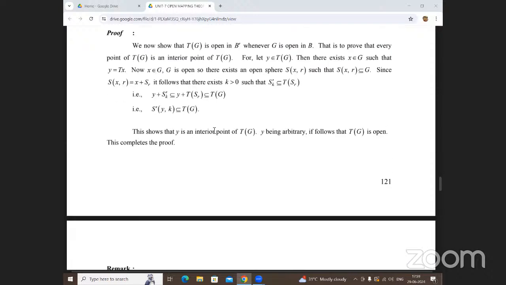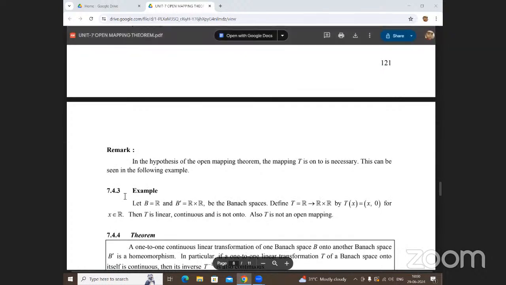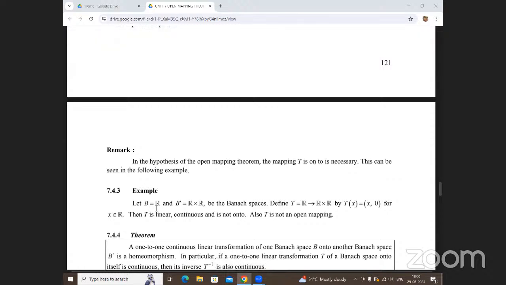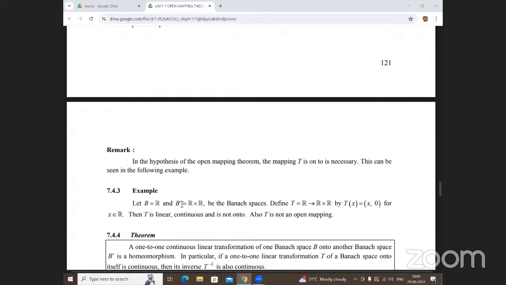Okay, now give a short example of a mapping which is not an open mapping. This example is also submitted there. Let here capital B be a Banach space whose elements are the system of real numbers. The image Banach space is the Cartesian product of the real system. Now here B and B dash both are Banach spaces. Here the domain elements are the system of real numbers, and the codomain, the range of the elements, is the coordinates of the system of real numbers, that is x and y.